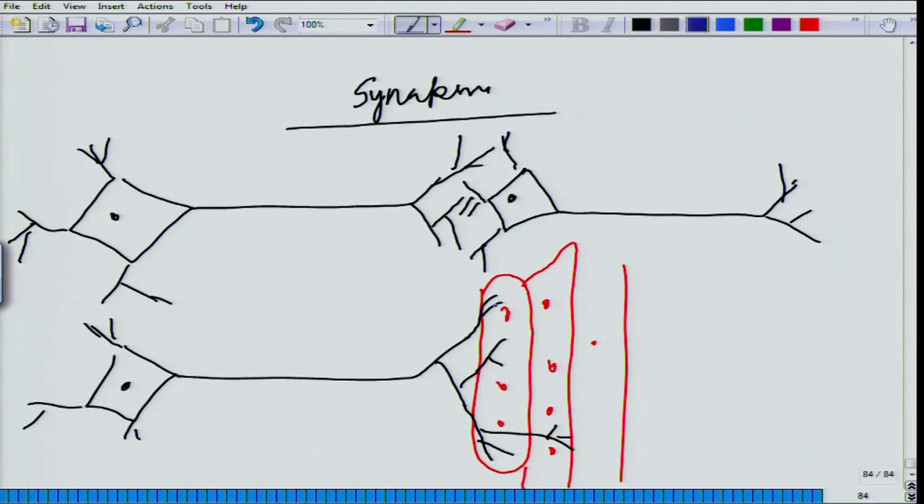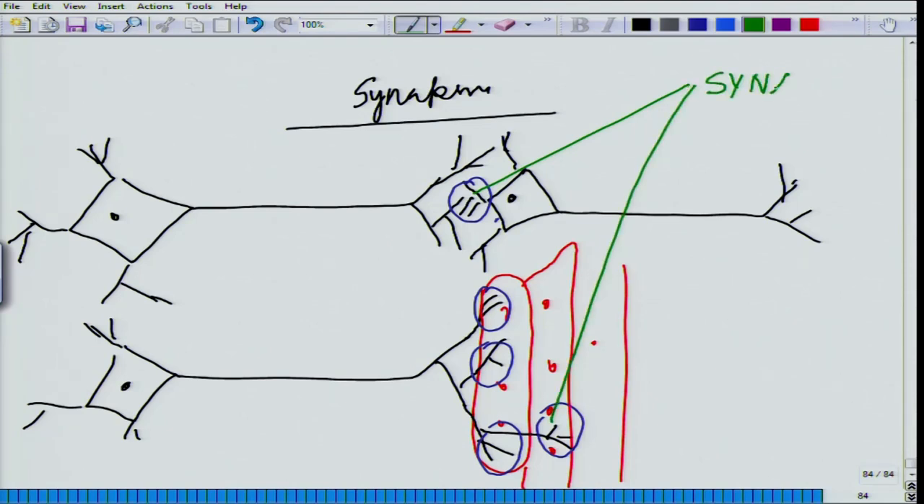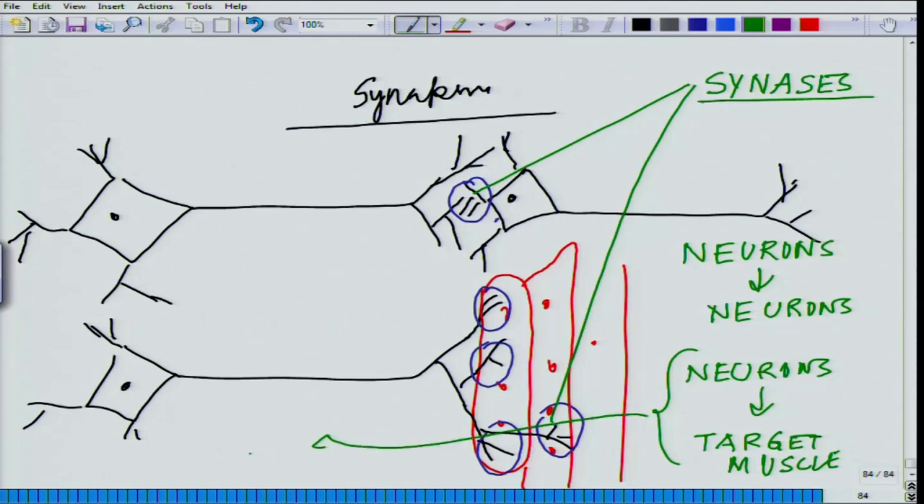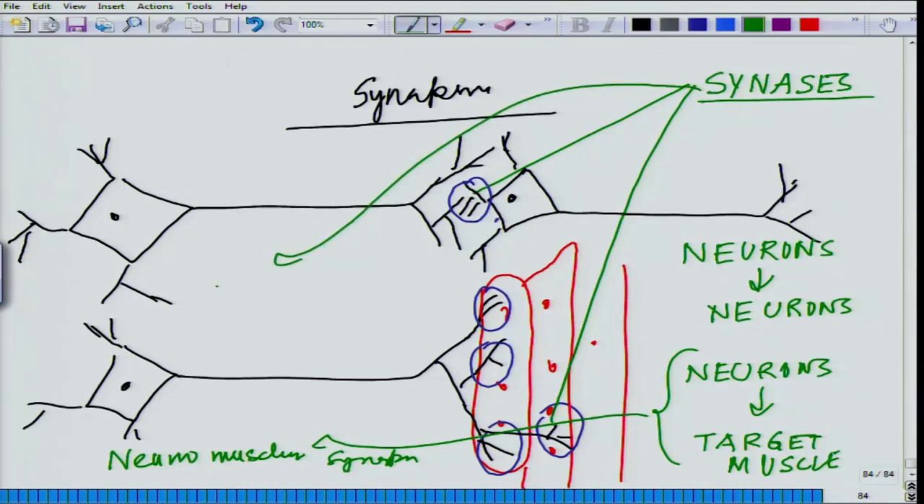So, these junctions where the information is being transmitted are called synapses. And this could be between neurons, or between a neuron and a target tissue, which could be muscle. This contact is called a neuromuscular junction or neuromuscular synapse. And these others are just called synapses. There is no such term as regular synapse, but these are just the synapses.